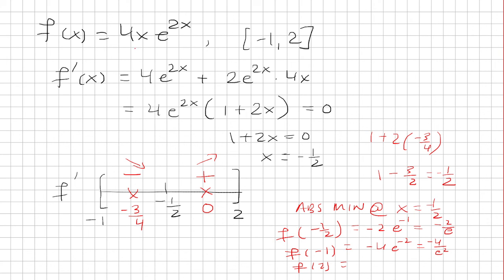Finally, if I plug in x equals 2, I get 8 e to the 4th. So it's clear that when I get two negative numbers and one positive number, the maximum has to be the positive number. That's 8 e to the 4th. Now the minimum, we said, should be at x equals -1/2, which is -2 over e. If you're not convinced, you can compare it with -4 over e squared and see that -2 over e is smaller. And that's our answer.